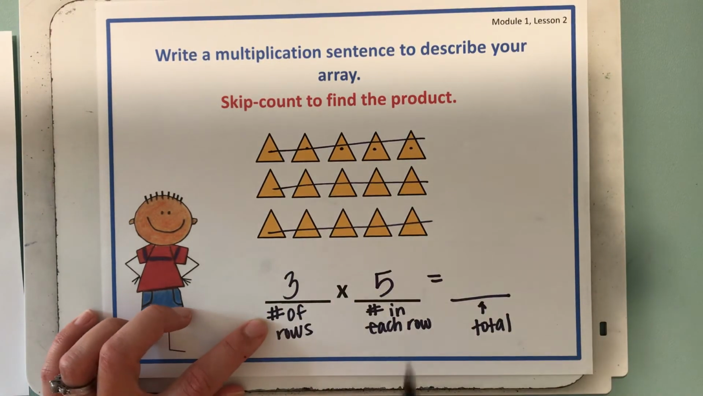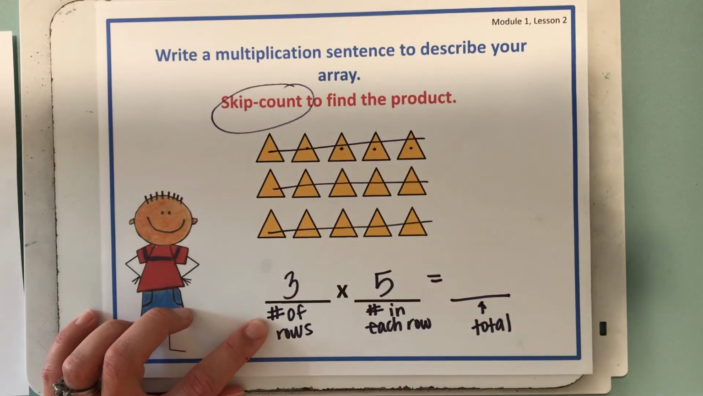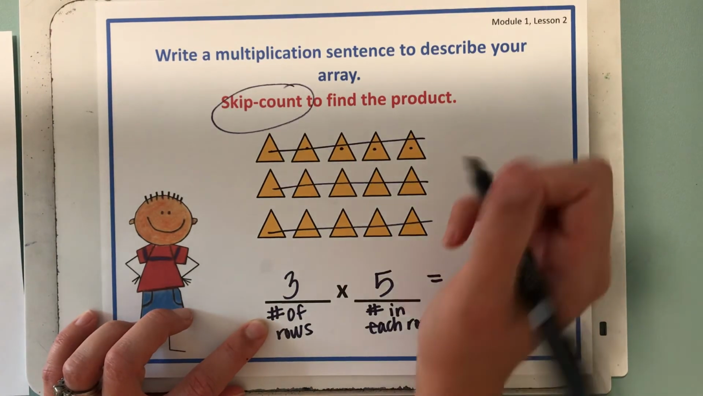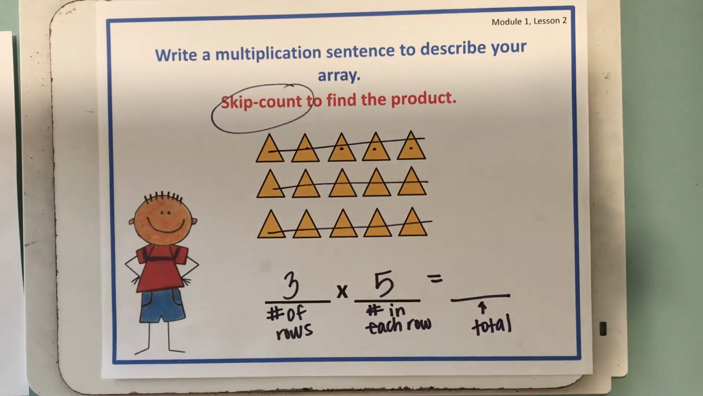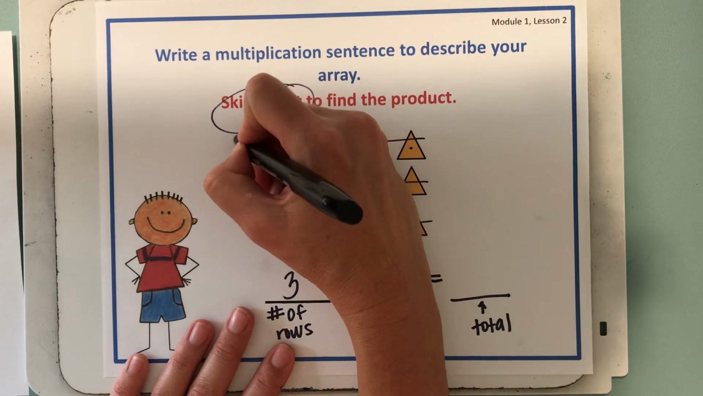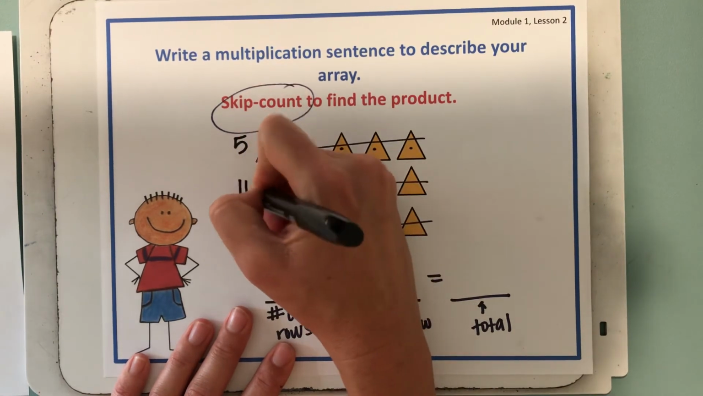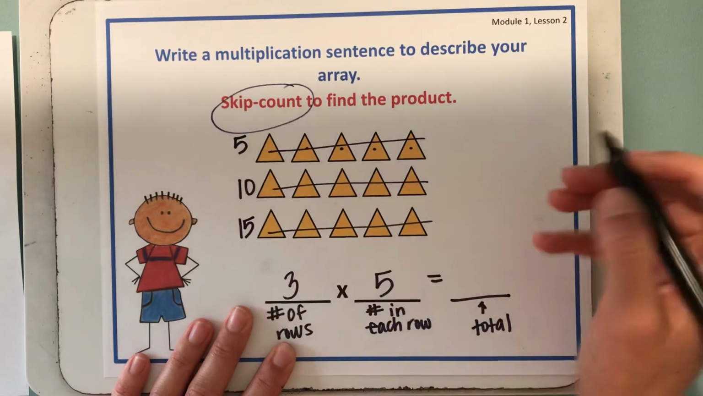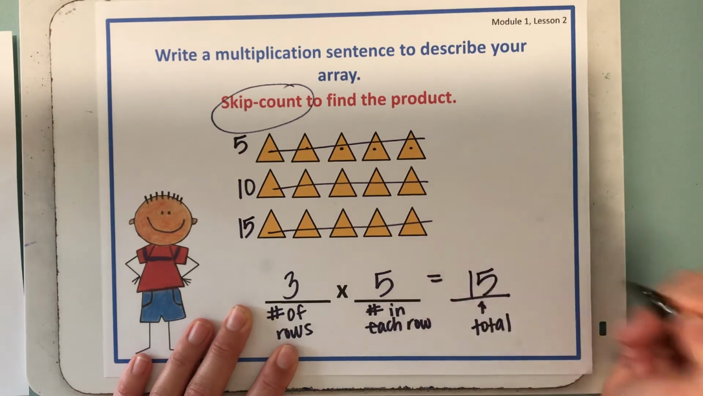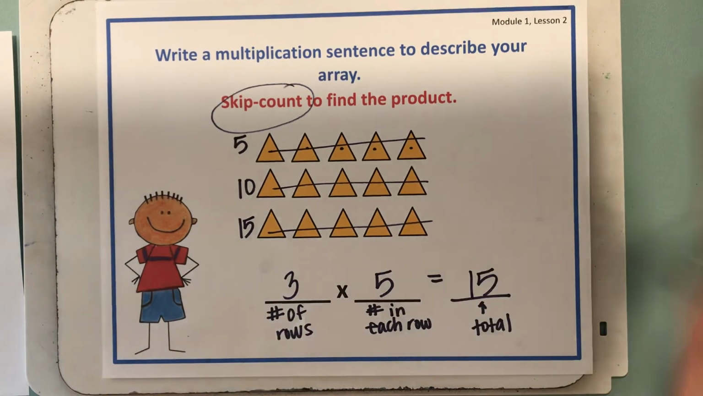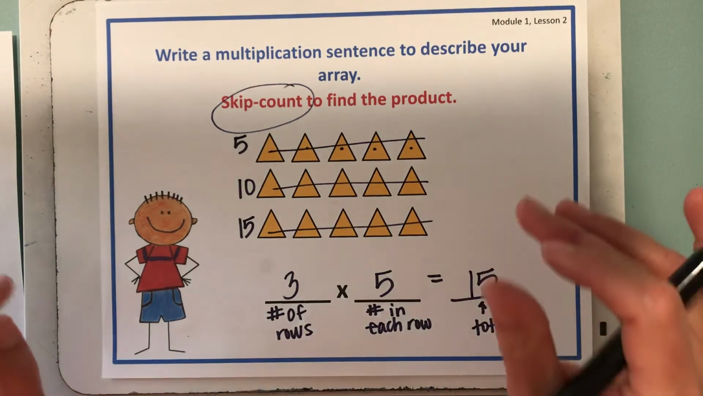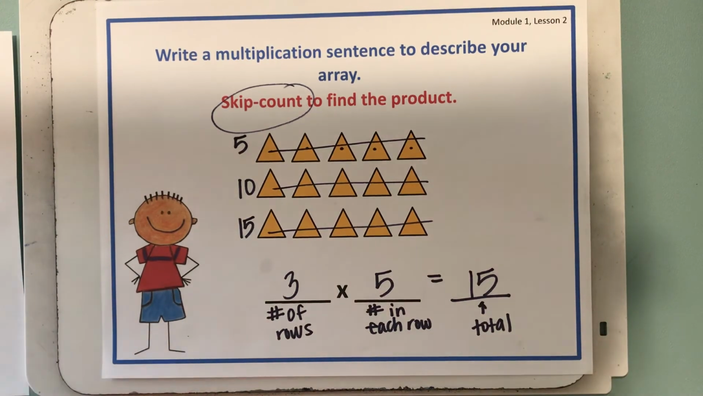Now I'm going to skip count to find the product or to find the total. What are we going to skip count by? 3s or 5s? We're going to skip count by 5s, right? 5, 10, 15. So our total is 15. Hopefully you got it right. If not, you can try it again. So rewind the video and you can try it again.